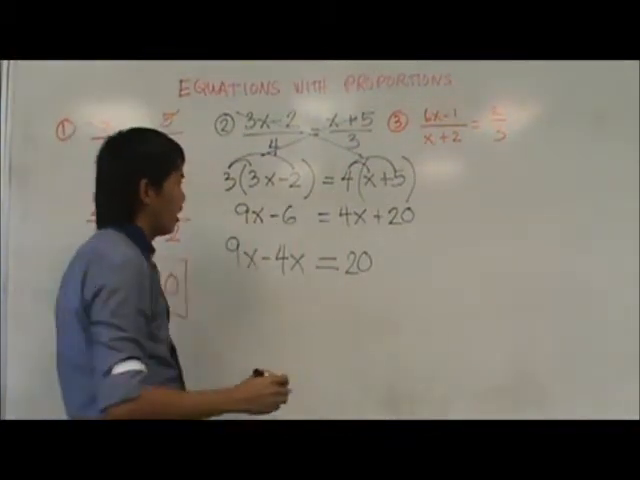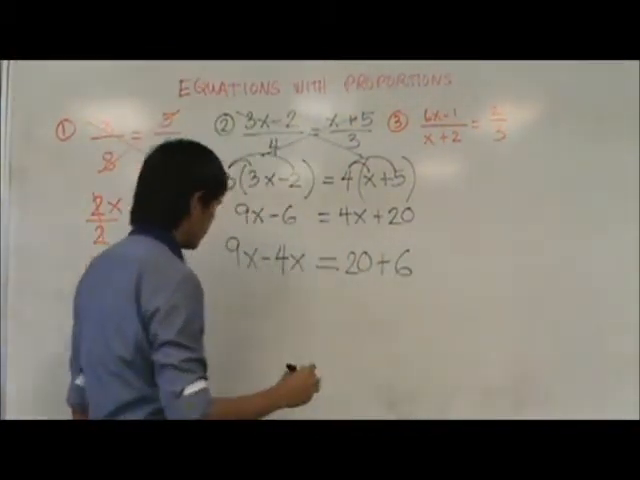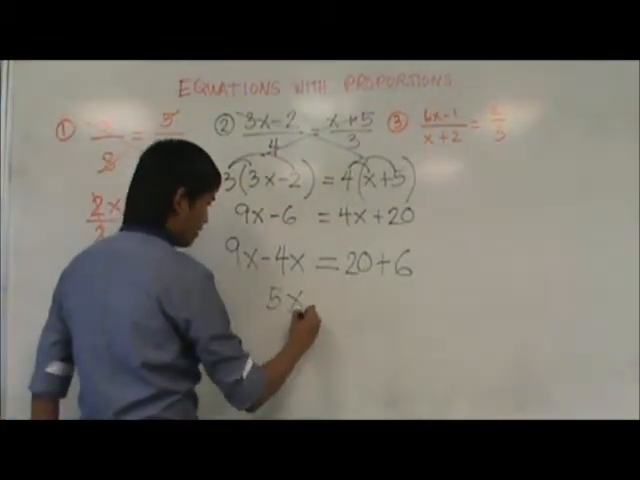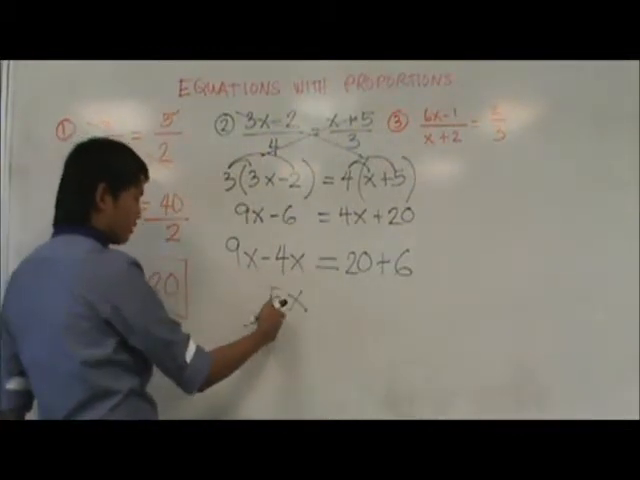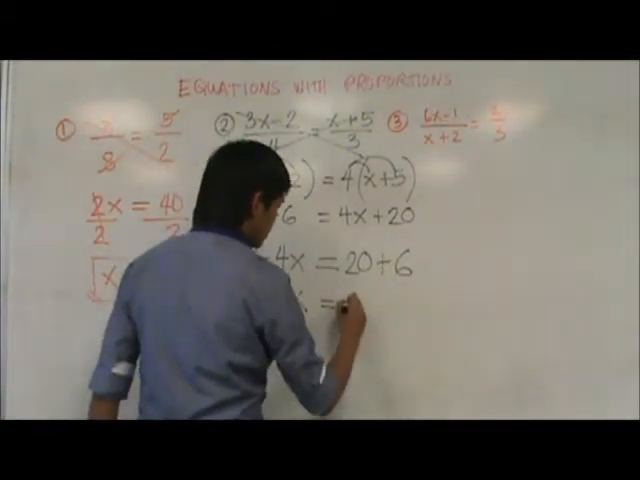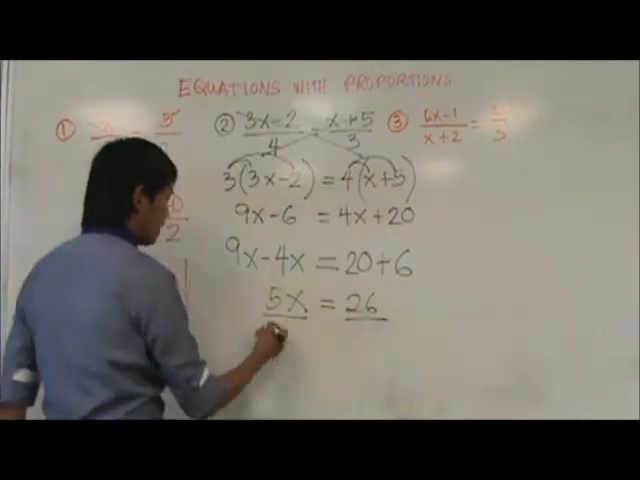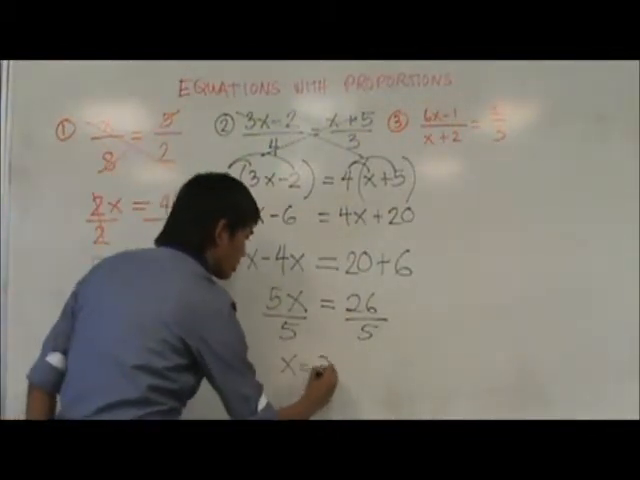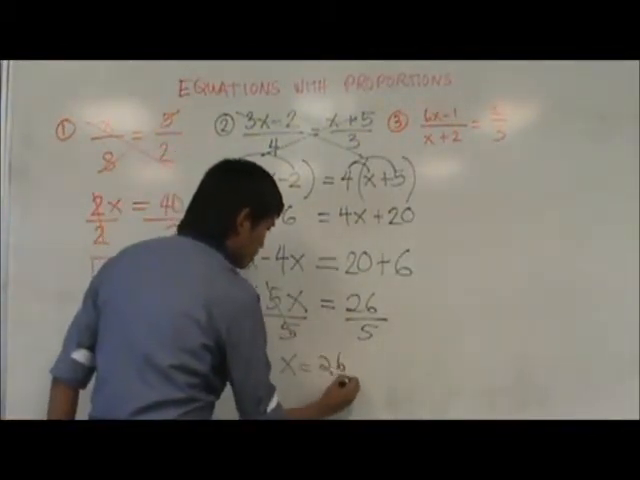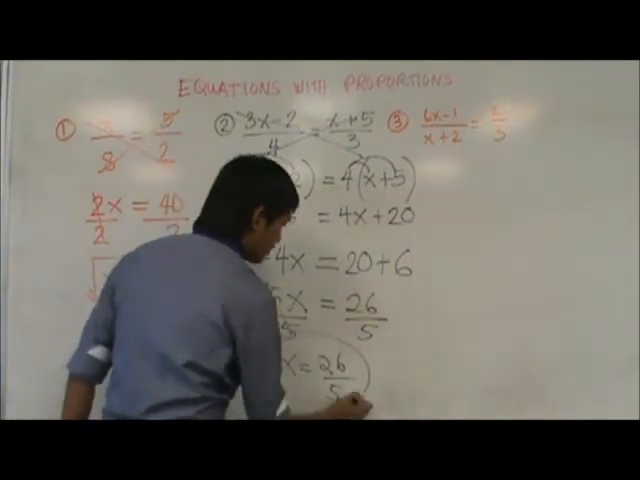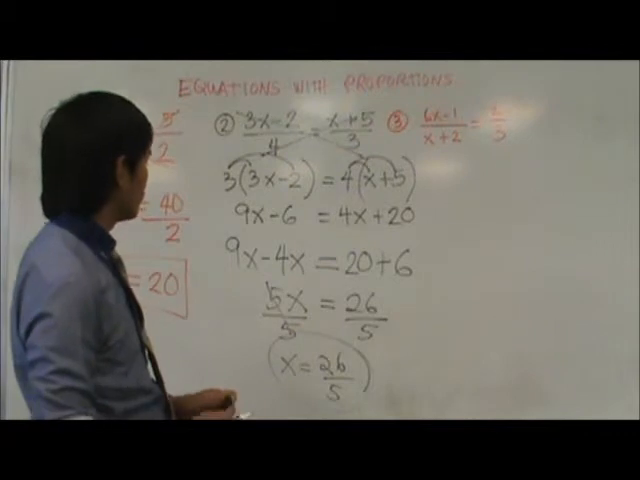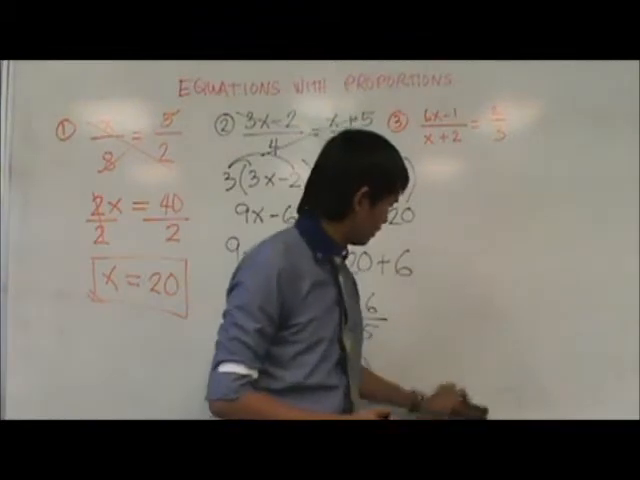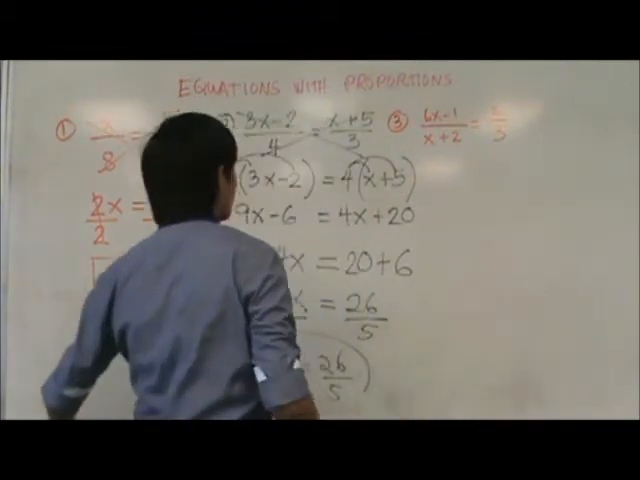Minus 6 over, I know you're going to say plus 6. Now mental math, 9 minus 4 is 5. So 9x minus 4x is 5x equals 20 plus 6. That's easy. 26. And now we divide both sides by 5. x is equal to 26. We cancel out the 5's. 26 over 5. If you have a calculator, go ahead, divide 26 by 5, and that should give you a decimal answer. Okay?